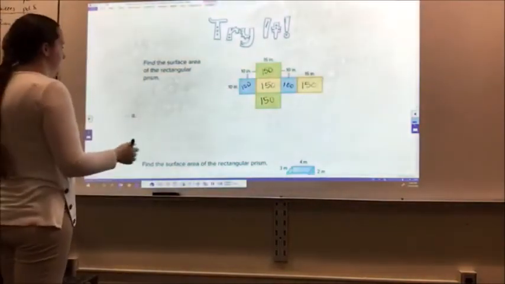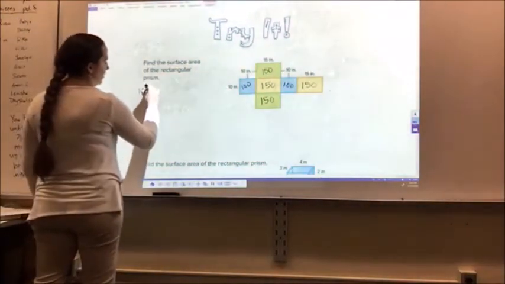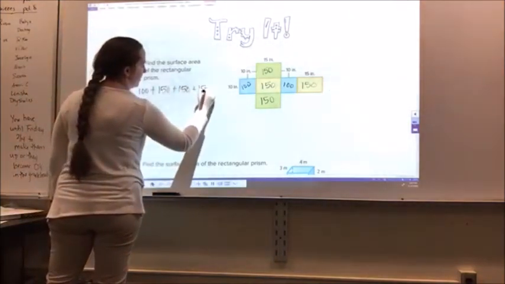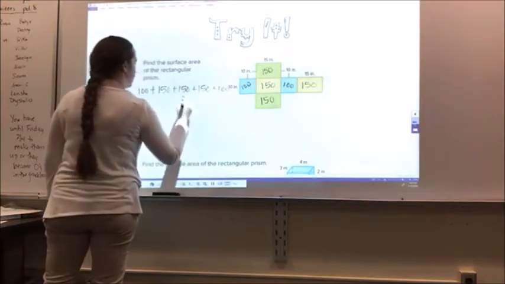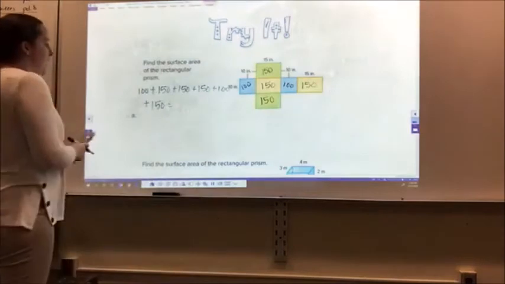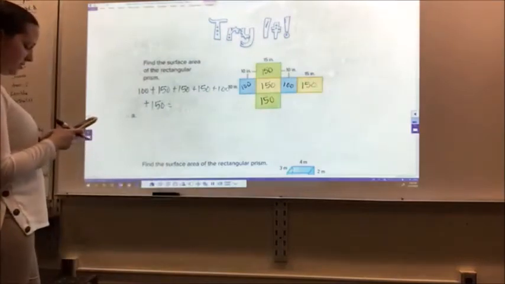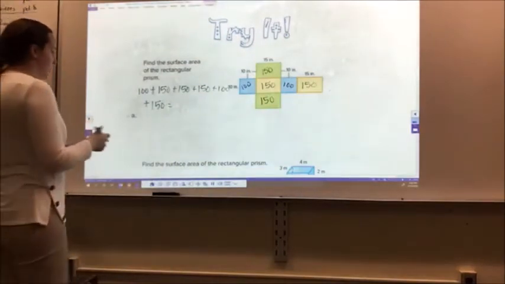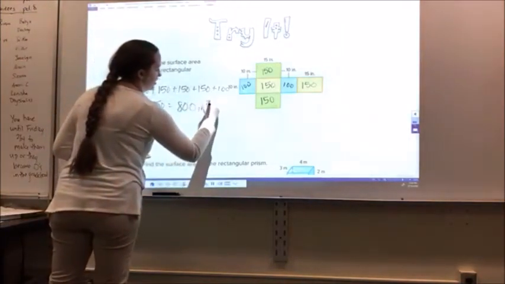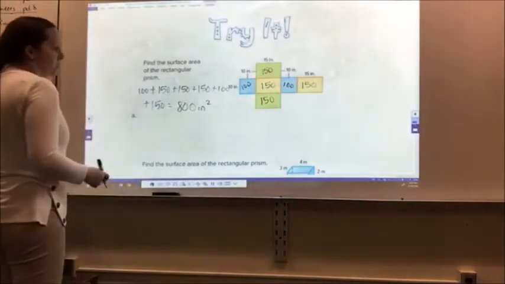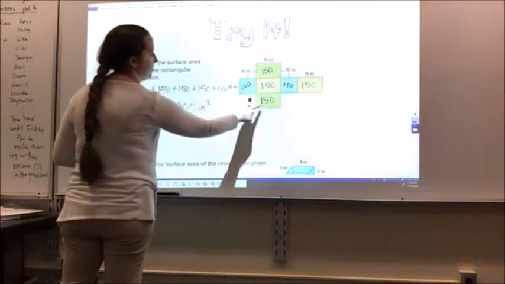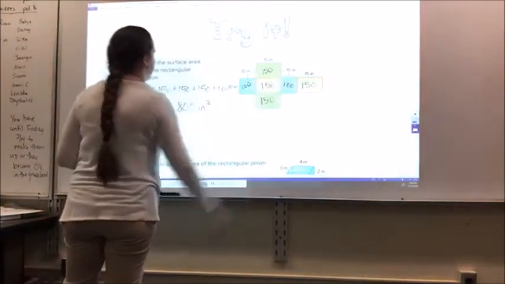Okay, so that means I need to add all these together. So 100 plus 150 plus 150 plus 150 plus 100 plus 150. Okay, when I add all those together, it gives me 800. So 800 inches squared, because I'm dealing with surface area, so inches squared.